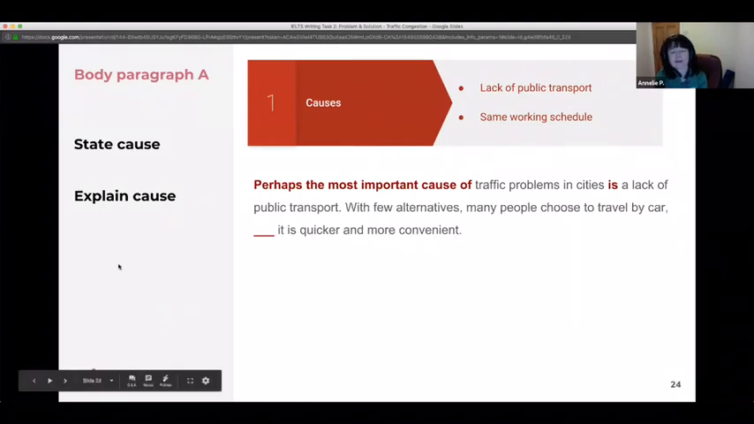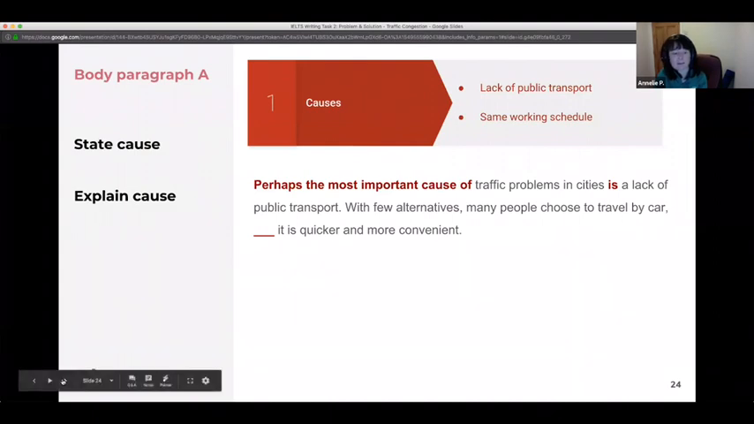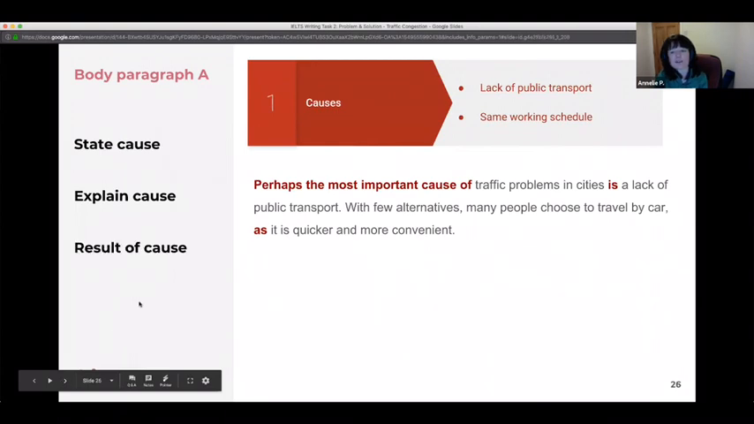So if we look at here, we have with few alternatives, many people choose to travel by car. What's the missing word there? Okay, very good. As or since would work fine, or because we're giving the reason. So as or since or because, all of those would work very well. So we explain the cause and then we give the consequence.